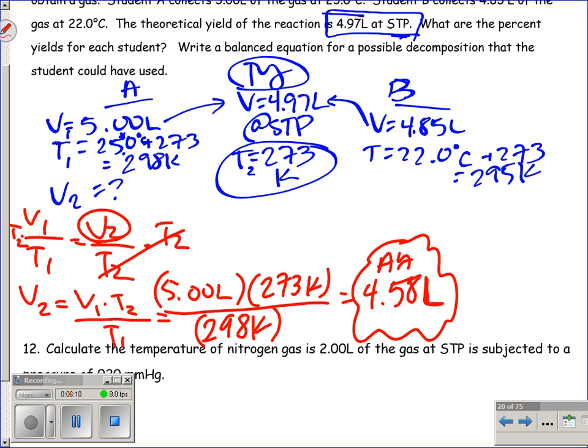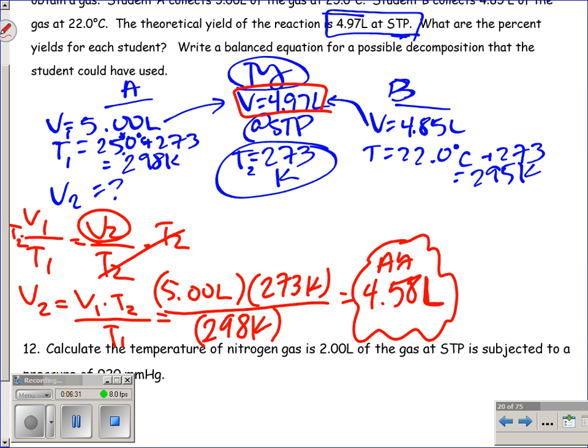So this is our theoretical yield, 4.97, that this problem gave us. What we did was we took student A's collected gas in the lab, and we were like, oh, it was at 298 here. Let's just adjust that volume to STP conditions, which was 273, and that's what they actually made at this condition. So how do I get percent yield?